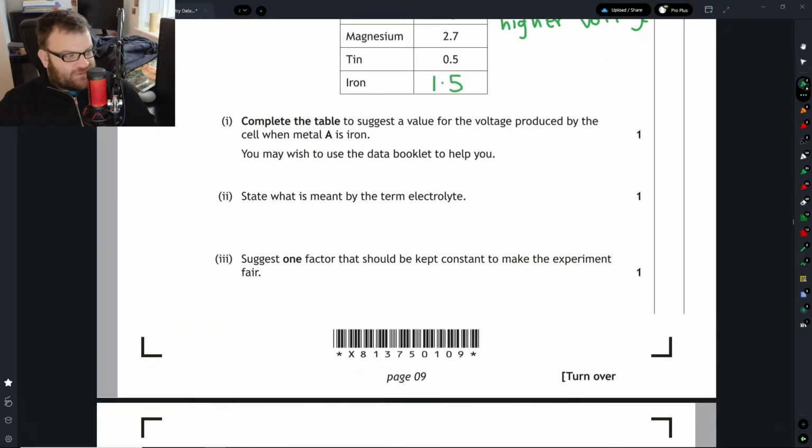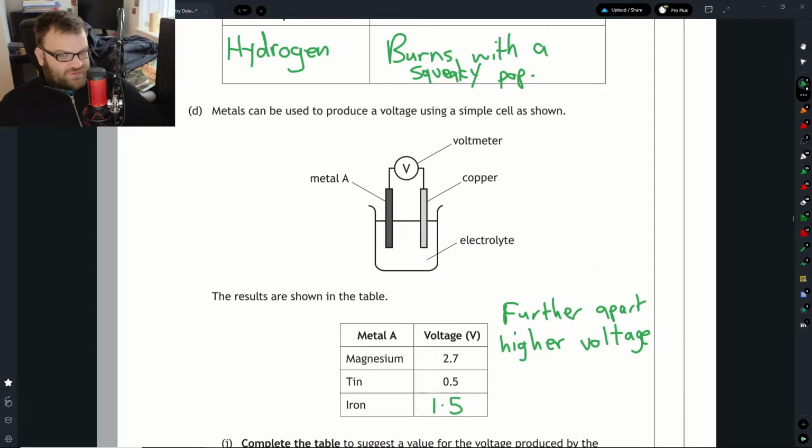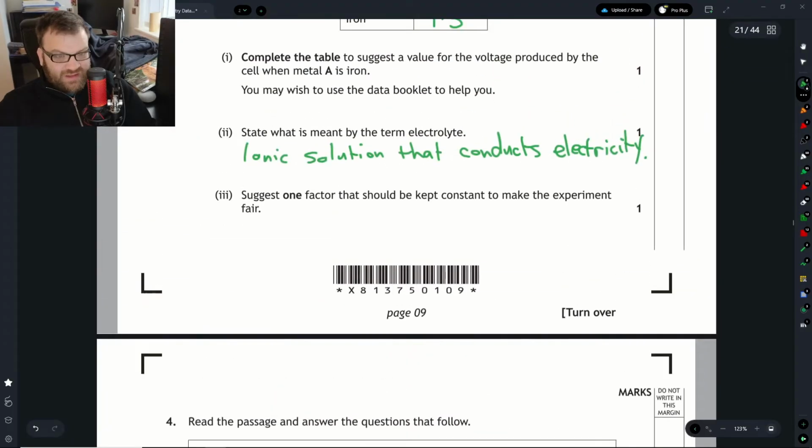What is meant by the term electrolyte? You have an ionic solution that conducts electricity. Something like salt, sodium chloride, or you can use a few other ones, that would allow the circuit to run and completes the circuit, something like that.